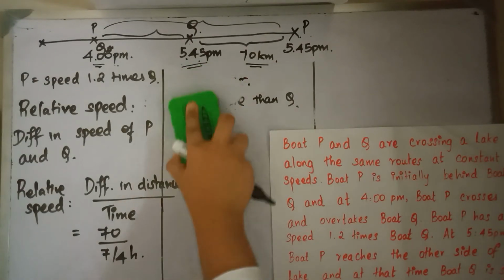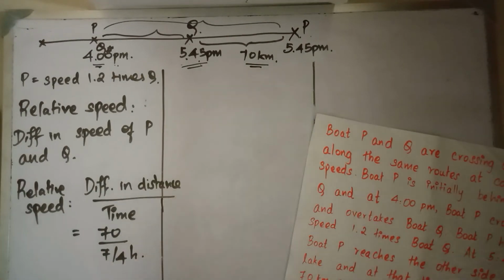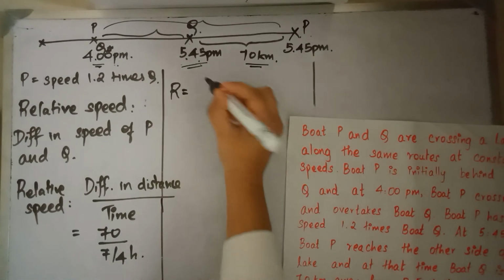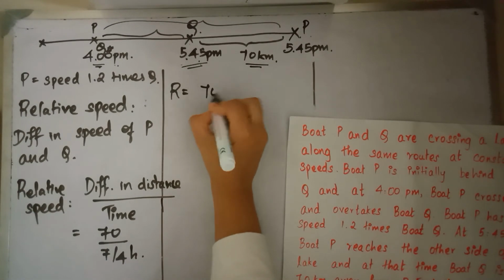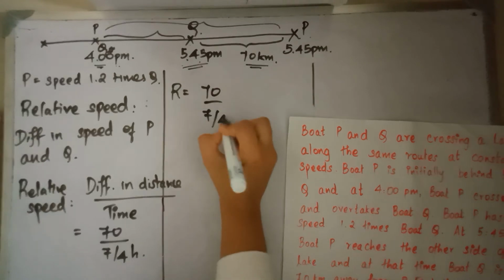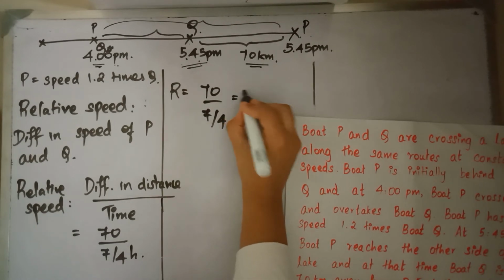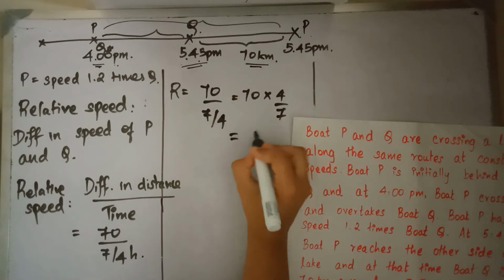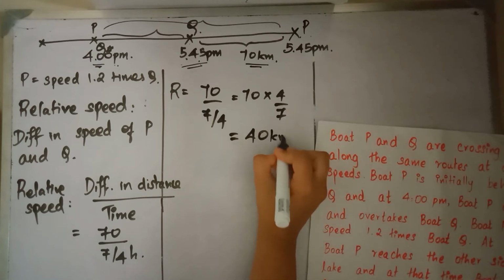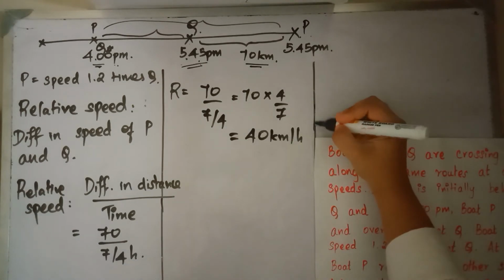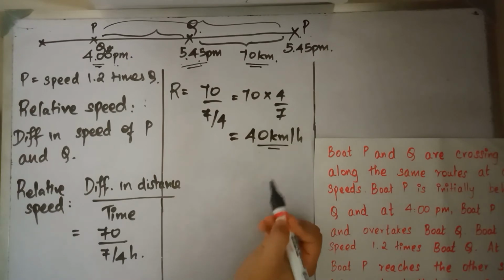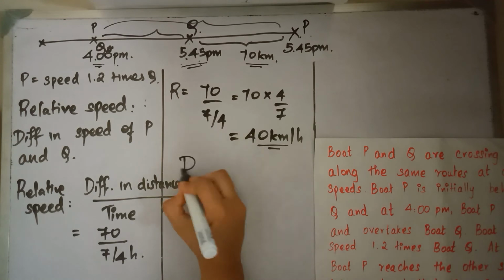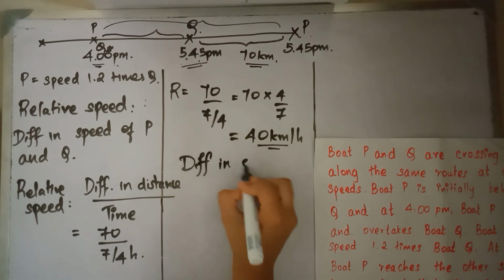So now we can find the relative speed between the two boats. Relative speed, let's have it as R, will be 70 divided by 7/4, and that gives us 70 into 4/7. This is 40 kilometers per hour. Now you should not get confused with this 40 kilometers per hour. This is not the speed of P or Q, but this is the difference in speed between P and Q.